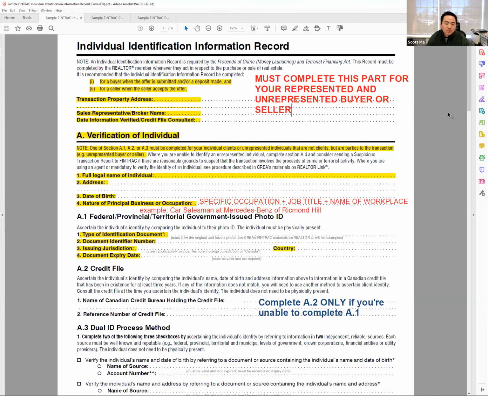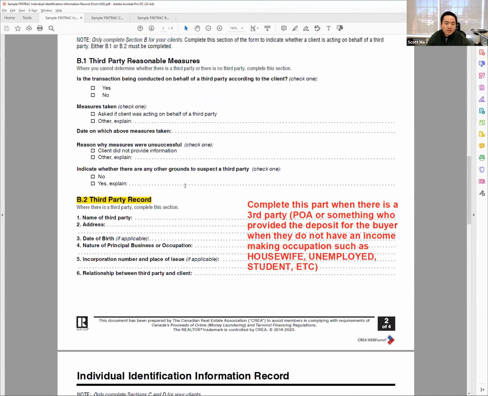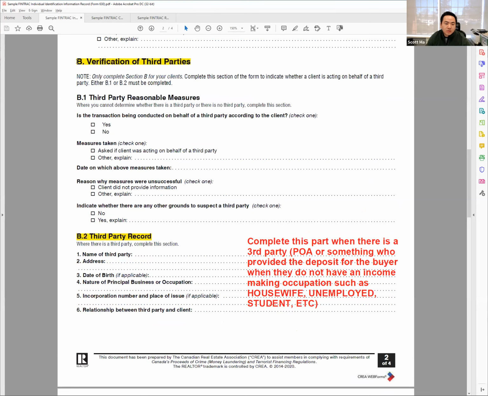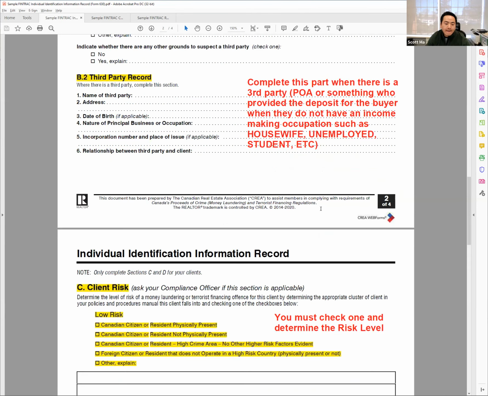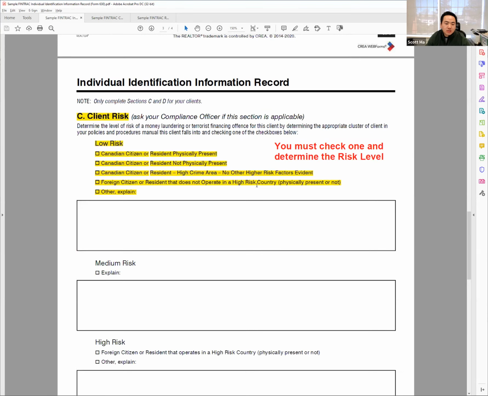So I think some people used to combine multiple clients into 1 form. That is not okay for FINTRAC. You need to have a separate form for each person. So as I mentioned, section B, you will only complete if you're representing a third party. If you're not, you can skip to section C.